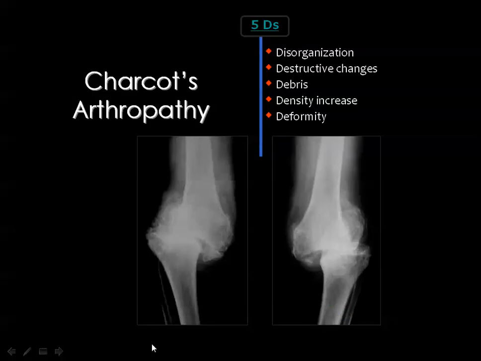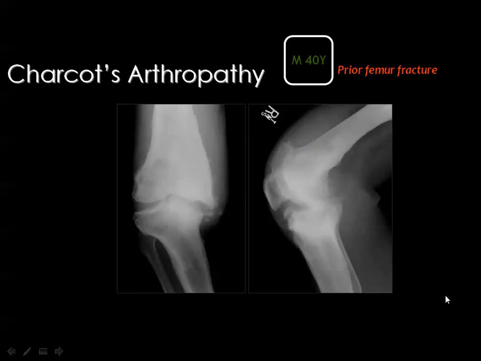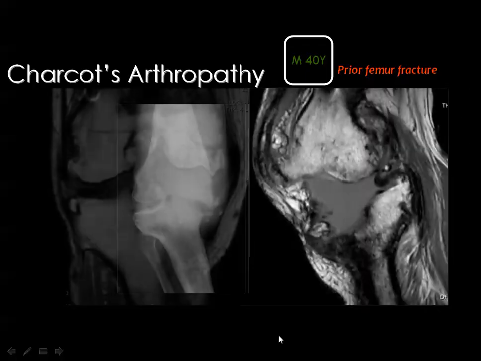This is also a Charcot arthropathy, which, according to the literature, is characterized by 5 Ds: disorganization, destructive changes, debris, density increase, bone sclerosis, and the deformities. And you can see here all the manifestations. A Charcot joint, and this patient had a prior femoral fracture, and he has developed Charcot joint in the knee with the changes as have been described.